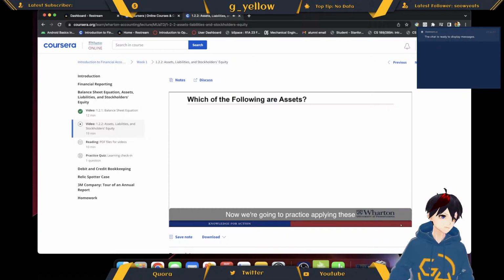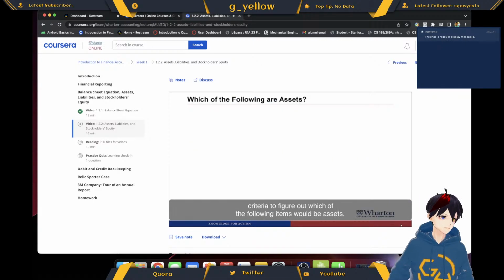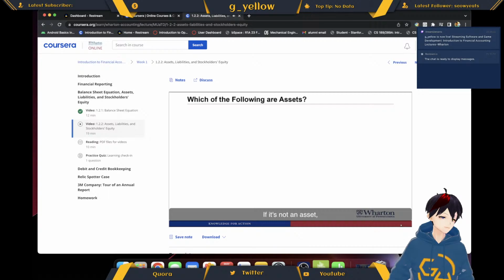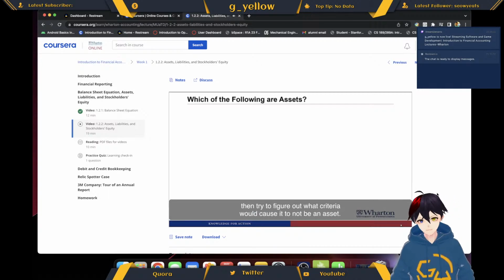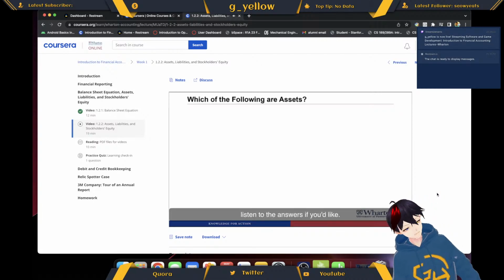Now we're going to practice applying these criteria to figure out which of the following items would be assets. I'm going to give you a number of items, and for each one I want you to try to figure out whether it's an asset or not. If it's an asset, try to give me the account name and what the dollar amount would be. If it's not an asset, then try to figure out what criteria would cause it to not be an asset. I'll bring up the pause sign, so if you want to pause and try to answer yourself, you can, but as always, you can just roll through and listen to the answers if you'd like.